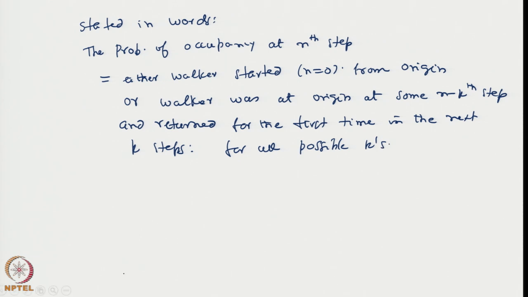So it is basically a series of OR statements. He was at the origin in the n minus 1th step and returned in the very first step. Normally we are talking of evenness, so in the n minus 2th step he was there and returned back in 2 steps. Or in the n minus 4th step he was there and again returned back. All that will contribute to his being found there at the nth step. So, this is how, in as many words as we can, we explain this mathematical equation.